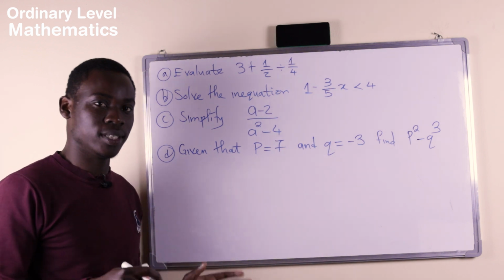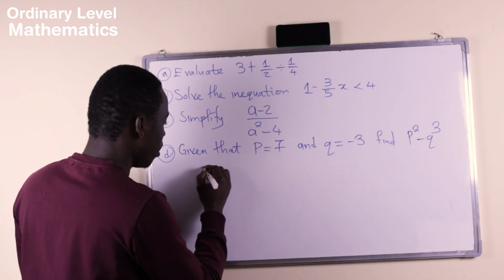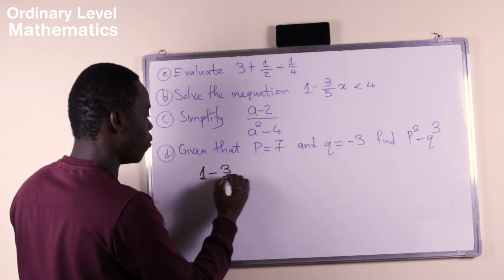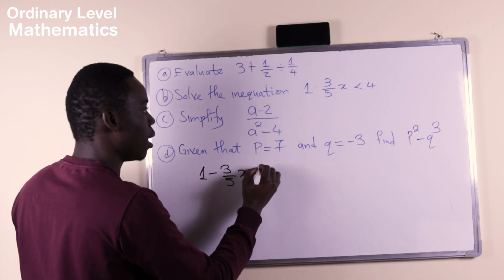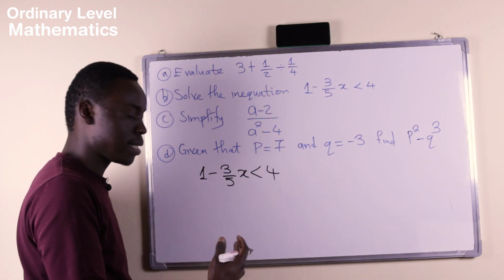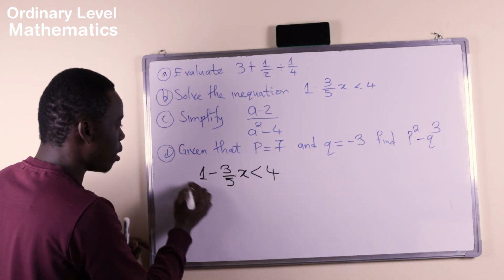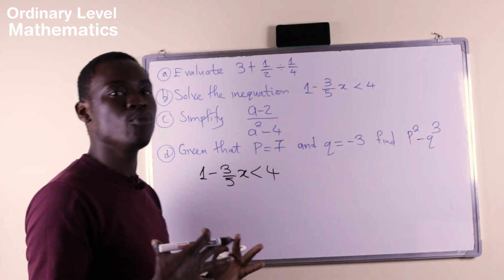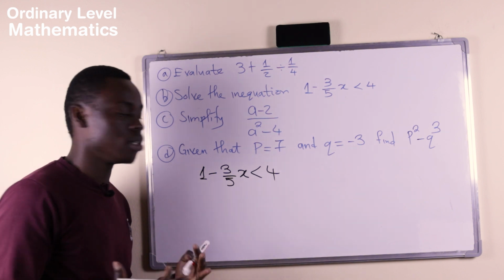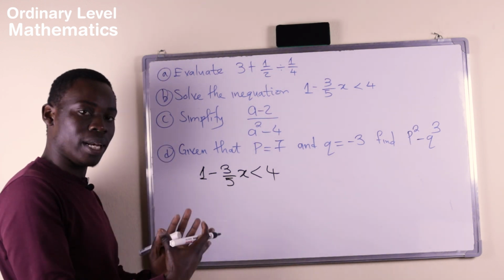The next question is an inequation. Solve the inequation 1 minus 3 over 5 x less than 4. So the idea is to find the values of x that are less than 4. Now, this will be solved the same way you solve an equation. How do you solve an equation? You group the like terms.